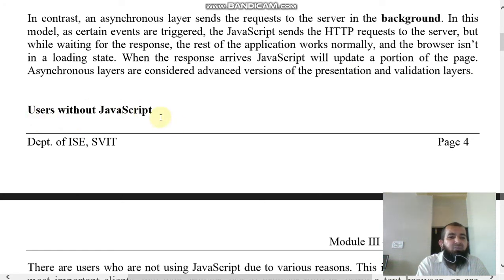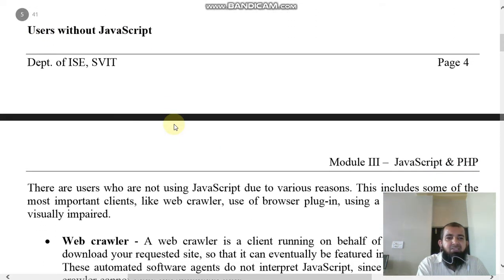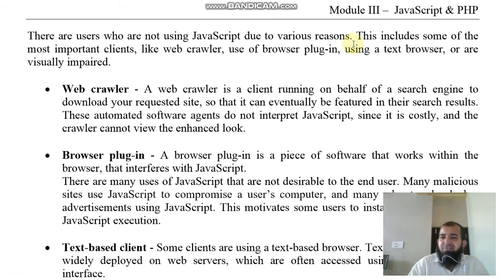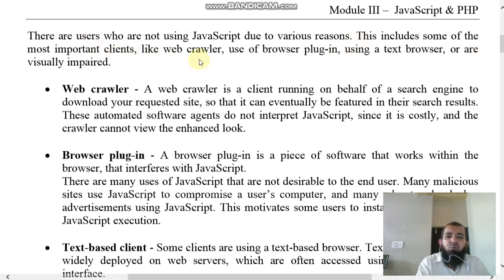Next, users without JavaScript. There are users who are not using JavaScript due to various reasons. Who are the users? Let's see. This includes some of the most important clients like web crawlers. One user is a web crawler, users of browser plugins, users of a text browser, or users who are visually impaired.